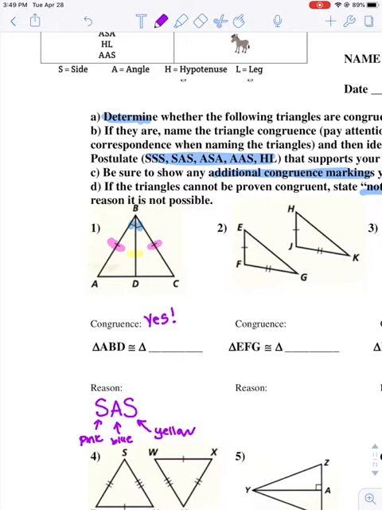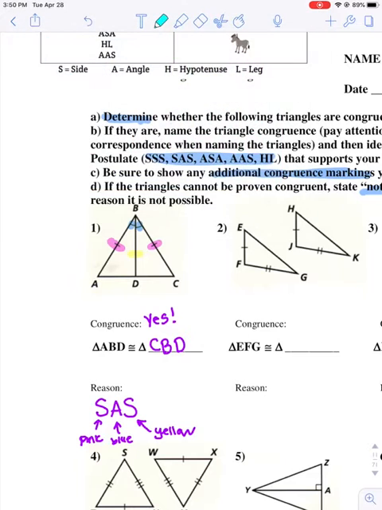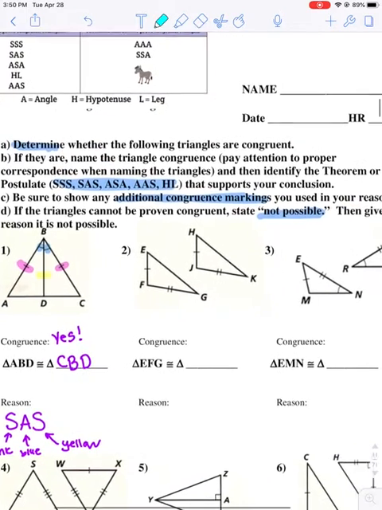And then when I make the congruent statement, I have to think about what matches up with what. A matches up with C in the second triangle. B is the same on both triangles. And then D is the same on both triangles. So ABD is congruent to CBD. That means that A and C have matching angles.